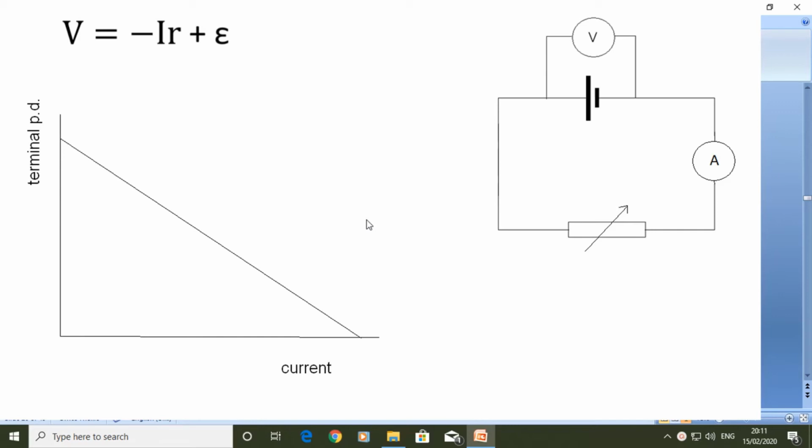This is an important graph which you definitely need to know, and one of the experiments that you need to know is how to go about getting it. What you do is just put a variable resistor across a cell, and then measure the voltage across the cell and the current coming from the cell, change the resistance, take readings of V and I, and plot them.